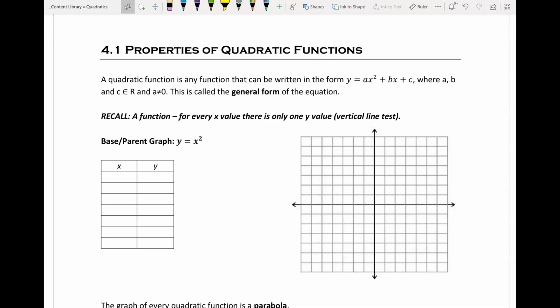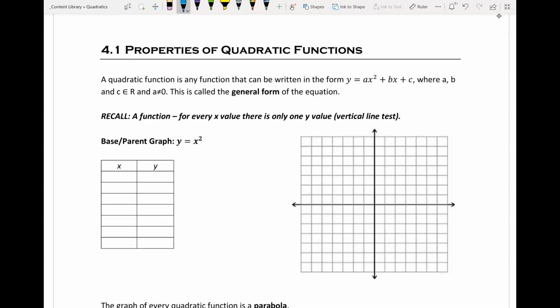Unit 3 of our quadratics units. Now we're going to actually start graphing quadratics. You've been introduced to the form of quadratics, which is y equals ax squared plus bx plus c, where a, b, and c are any real number, but a can't be 0. So this is the general form of the equation.